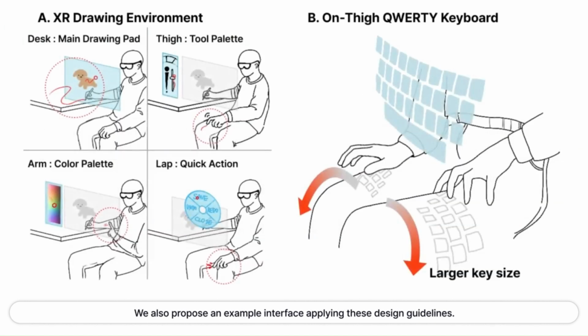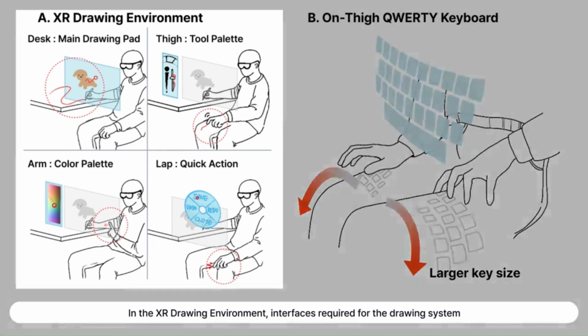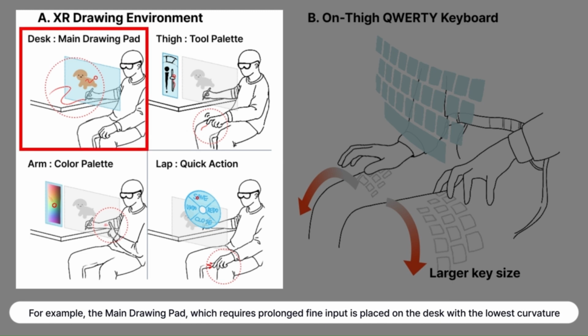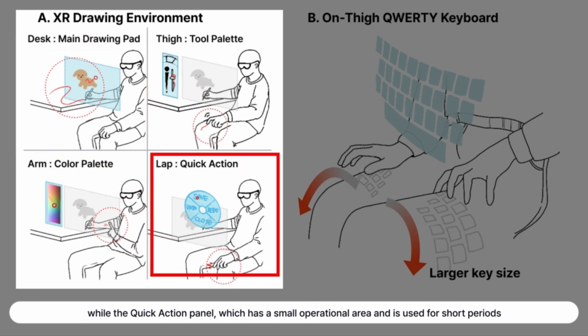We also propose an example interface applying these design guidelines. In the XR drawing environment, interfaces required for the drawing system are appropriately positioned, considering surface curvature. For example, the main drawing pad, which requires prolonged fine input, is placed on the desk with the lowest curvature, while the quick action panel, which has a small operational area and is used for short periods, is positioned on the lap area with the greatest curvature.